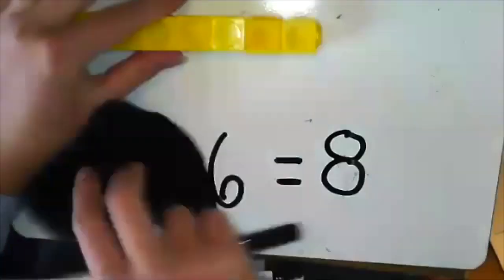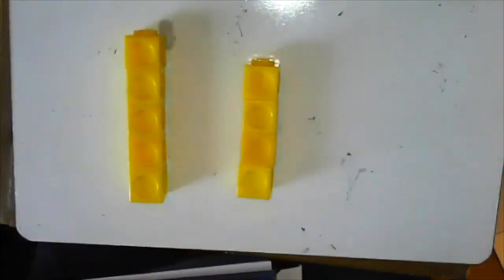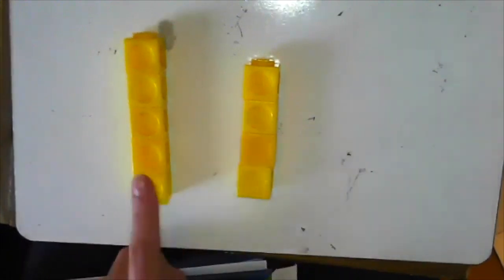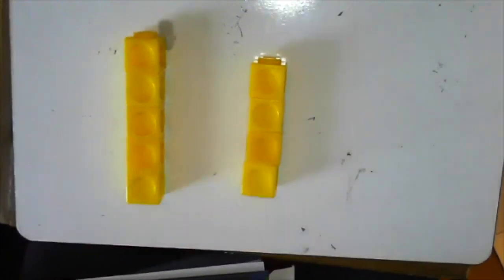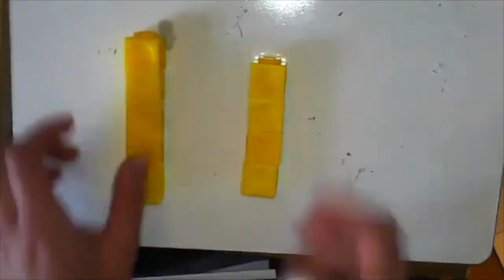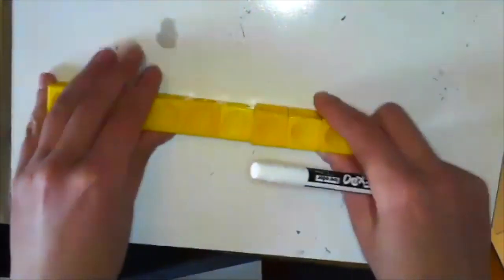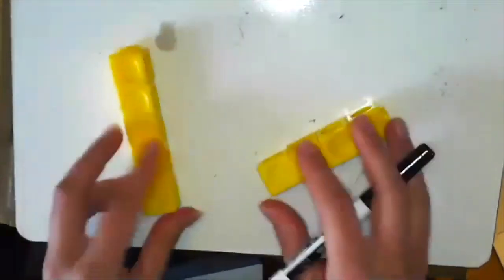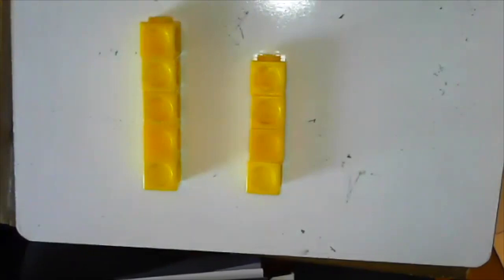Let's do one the other way. I have 2 different snakes of cubes. Can you write a number sentence for me that shows how many cubes I have here, plus how many cubes I have here, and then shows me how many cubes I have in all when I join them together? Pause the video while you write your number sentence. Are you ready to check your work?